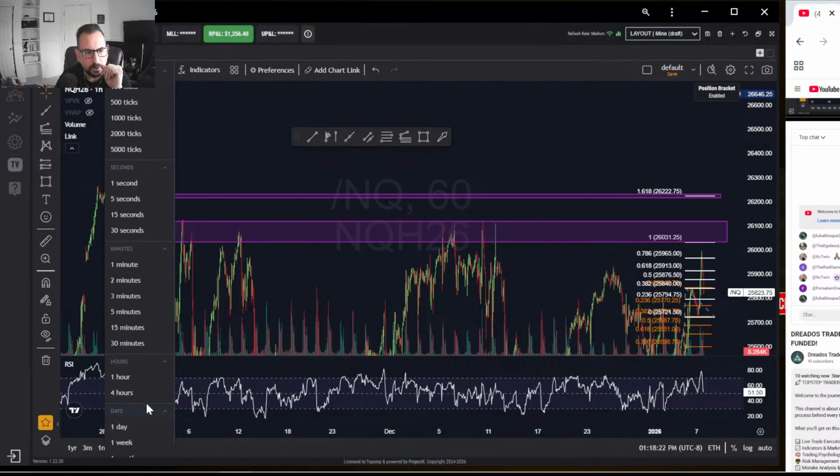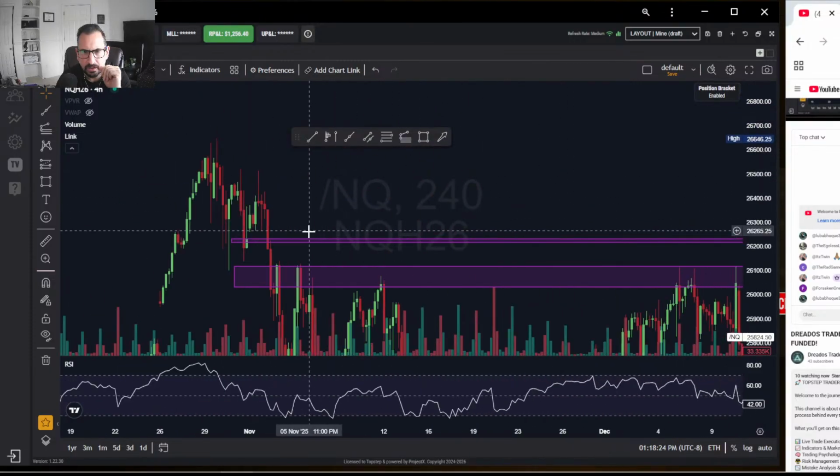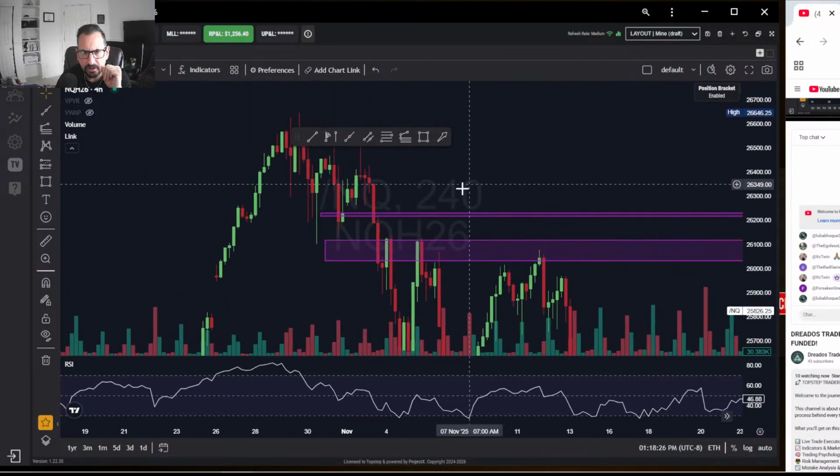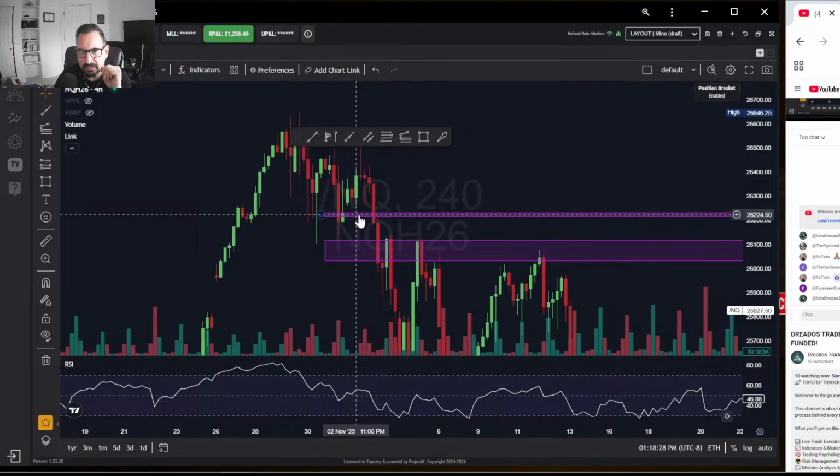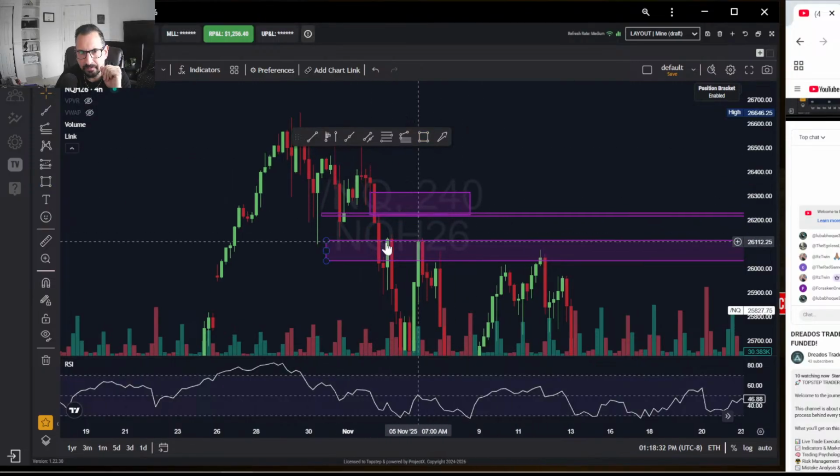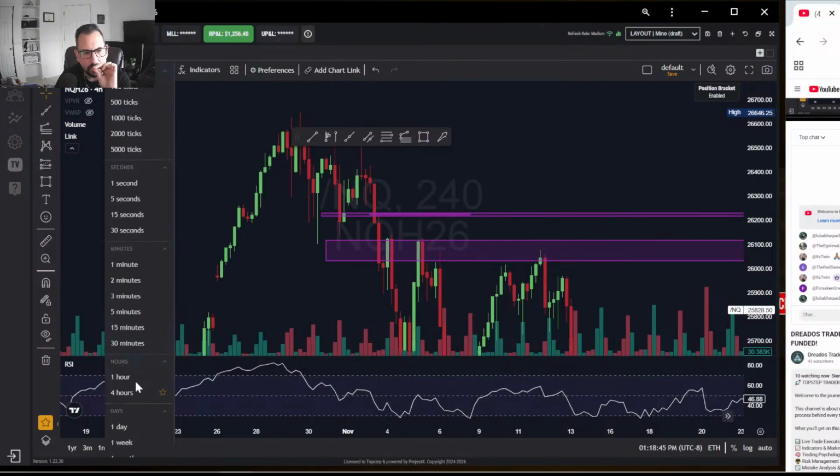Let's go to our 4 hour first. Take a look over here. So we have this price displacement here on the 4 hour. We have the support of it exactly where we have our extension level. So right around here. Let's go to the 1 hour.